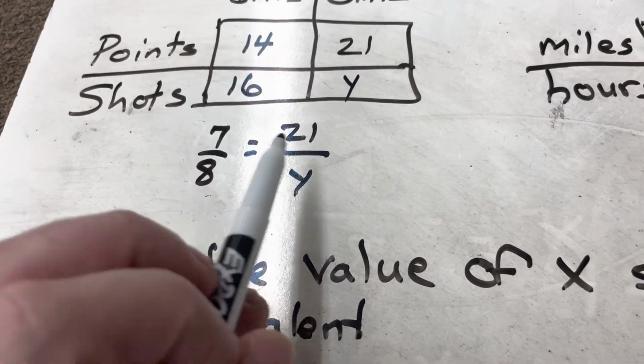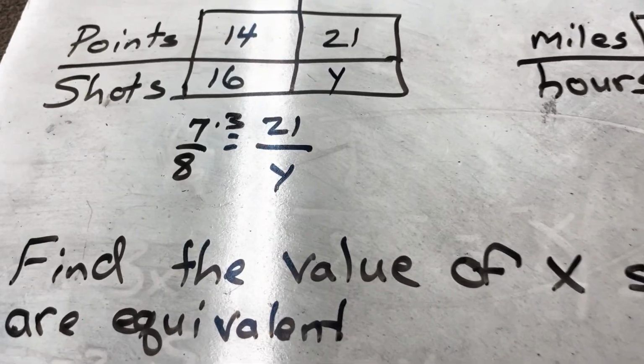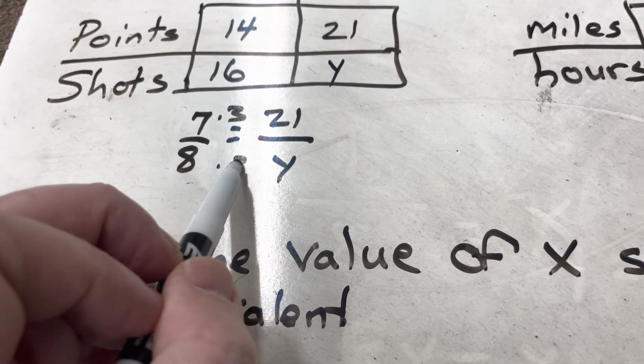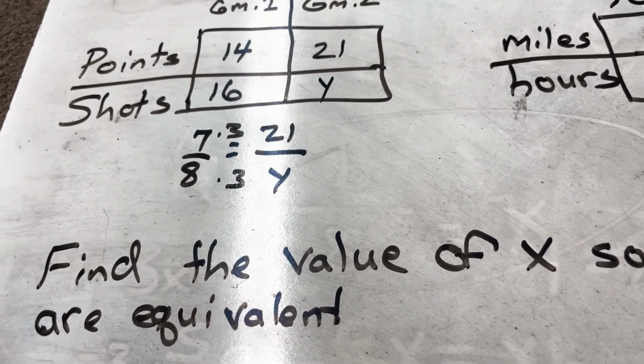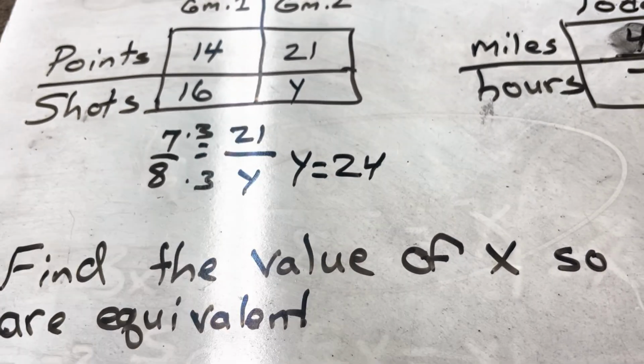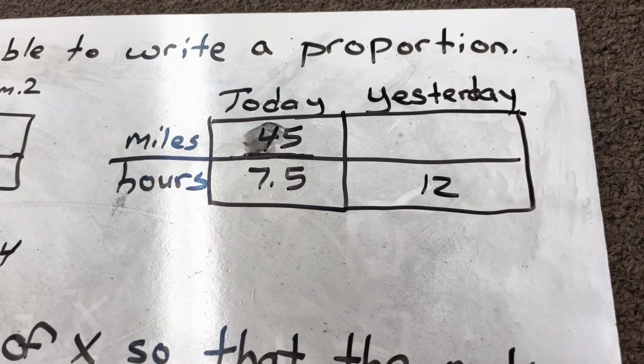And amazingly, 7 works very good with 21 because 7 times 3 is 21, which means then that I can just do 8 times 3. And 8 times 3 tells me that y equals 24. All right, moving right along. Same sort of thing.